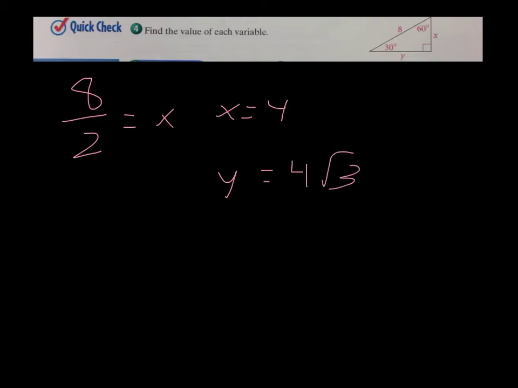Well, since the length of the hypotenuse is 8, and again, the key is the shorter leg. You have to get the shorter leg first each time. So we're going to take 8 and divide it by 2 to get x. So x is going to equal 4. Now y is going to be the shorter leg times the square root of 3. So y is simply 4 times the square root of 3.